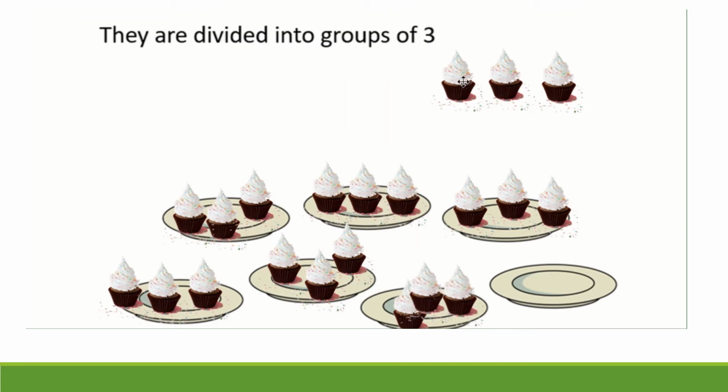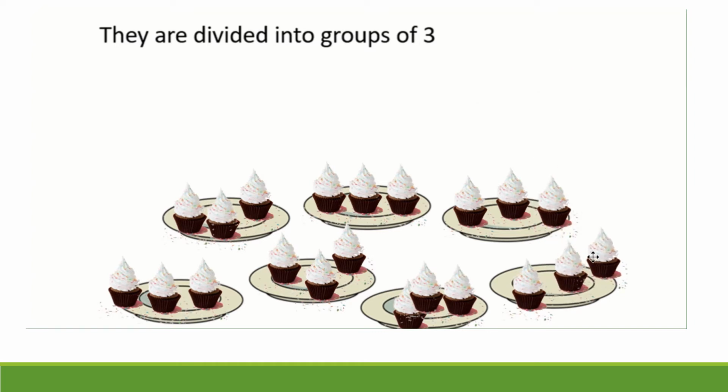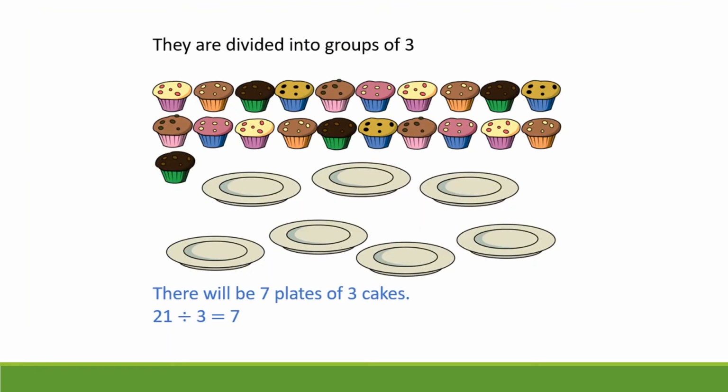Oh yeah, and we've got 1 plate left. And we've got 3 on that one. So we've got 1, 2, 3, 4, 5, 6, 7 plates into groups of 3. Well done. So when the cakes were divided into groups of 3, there were 7 plates with 3 cakes on each plate. So 21 divided by 3 equals 7.